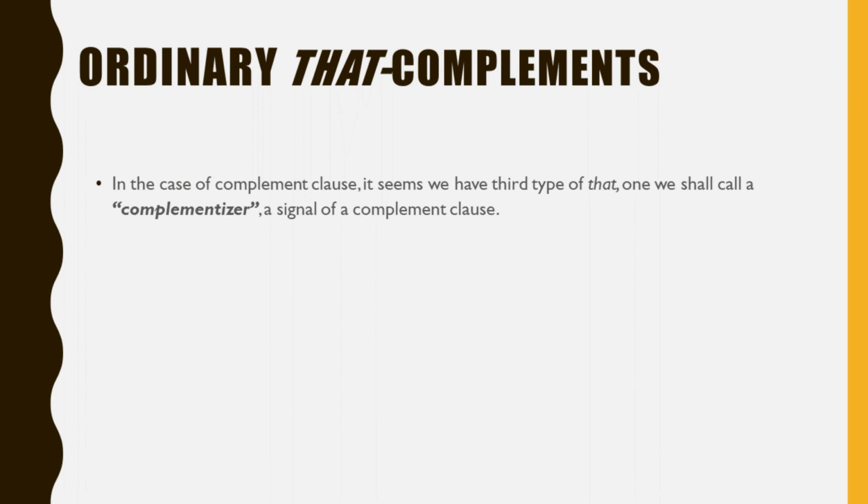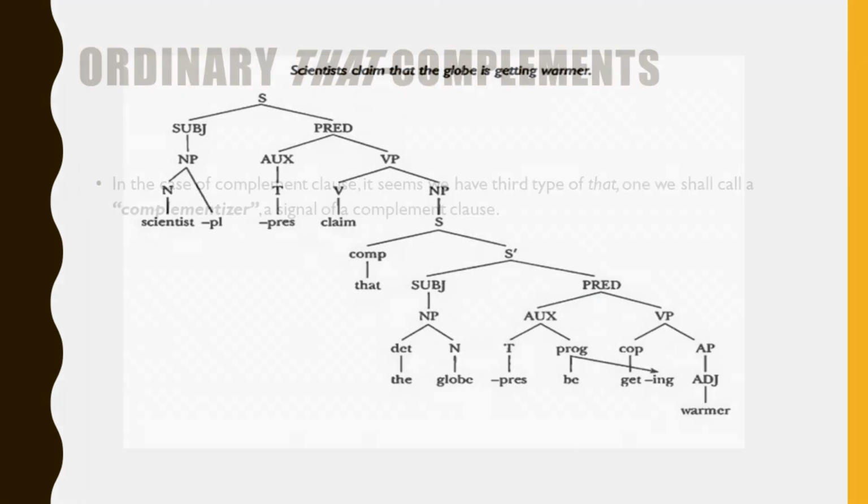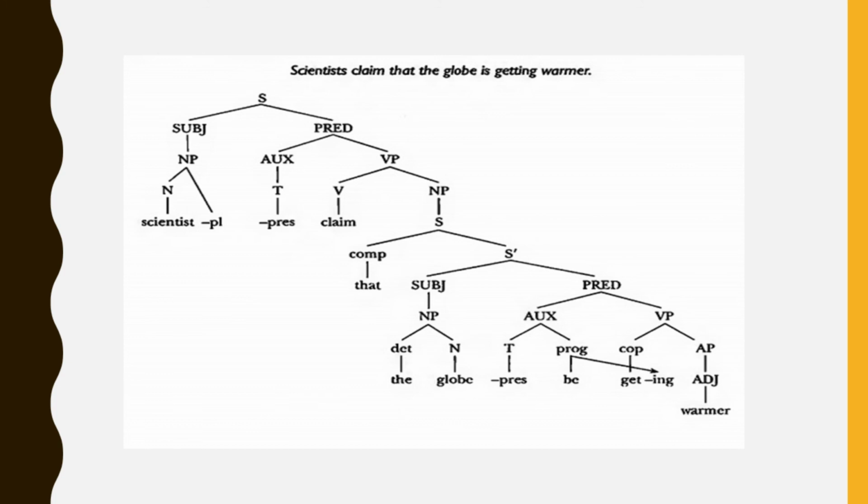In the case of complement clauses, it seems we have a third type of that, one we shall call a complementizer, a signal of a complement clause. Complementizer refers to the part of speech which includes the words which introduce complement clauses. Examples are that, if, and whether. This complementizer is neither of the noun or pronoun category nor of any other grammatical category we have introduced so far in the book. We will abbreviate it in the tree as comp.